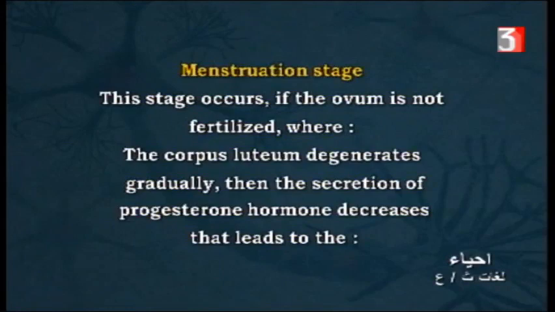What is the menstruation cycle or menstruation stage? This stage occurs if the ovum is not fertilized, where the corpus luteum degenerates. What is meant by degenerates? Degenerates means it is tearing out or dissolving, gradually not found. Okay, then the secretion of progesterone hormone decreases. This leads to what happens when the progesterone hormone decreases.